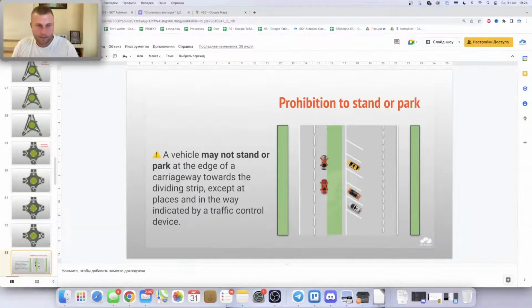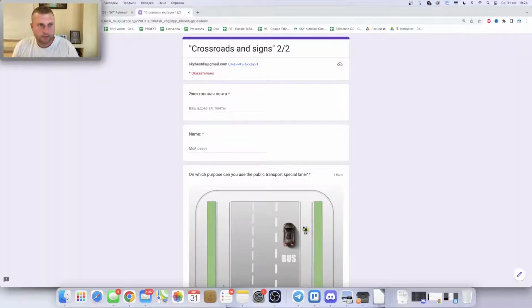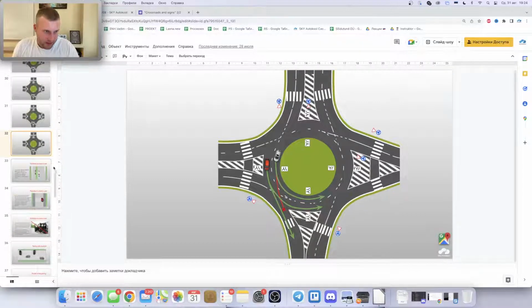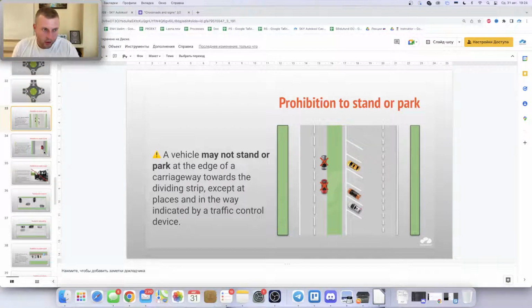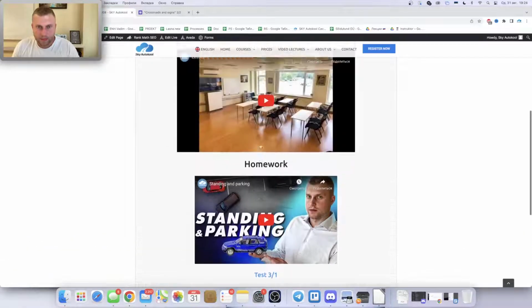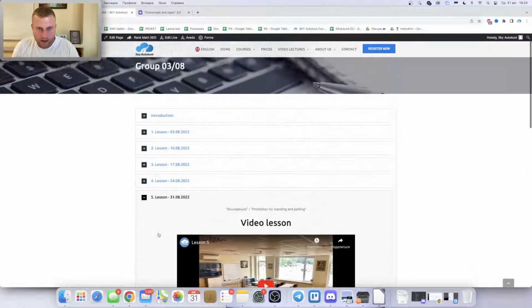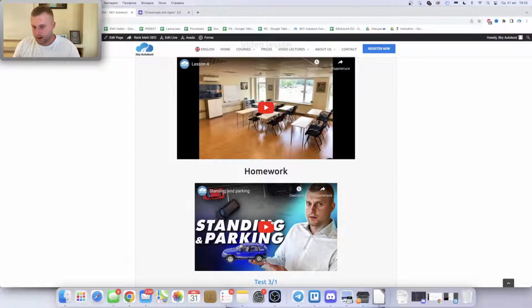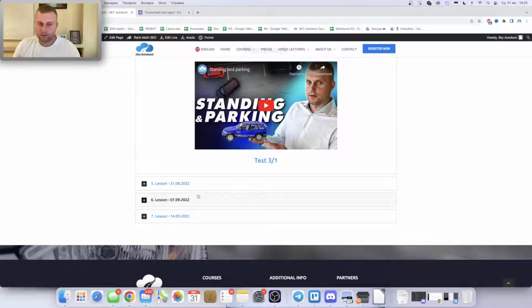Okay, so that's all with these roundabouts. We still have some time to check the tests, and next time we will continue talking about standing and parking, prohibition to stand and park. And I guess definitely check the homework video, because in this video we explain where you can stand and park, but in the next lesson we'll talk about prohibition to stand and park. Okay.